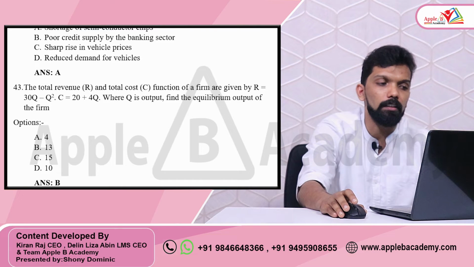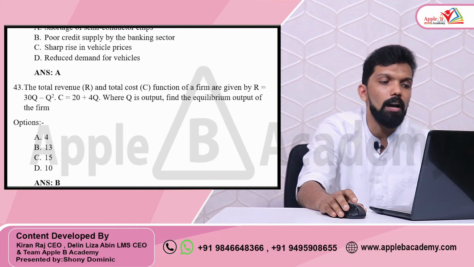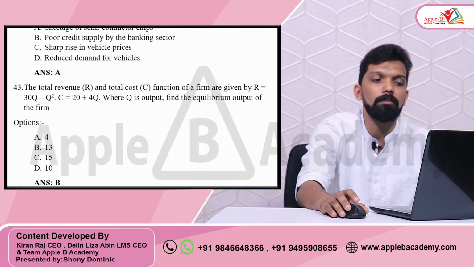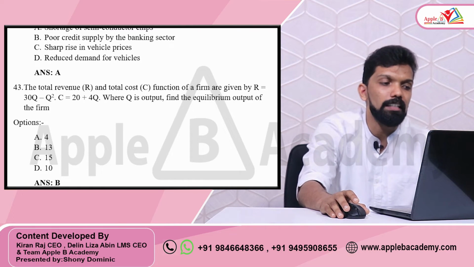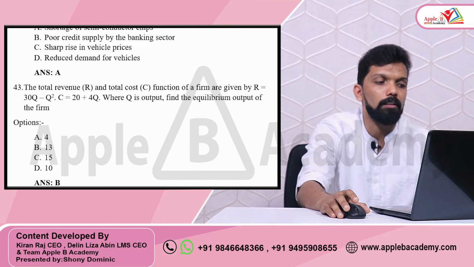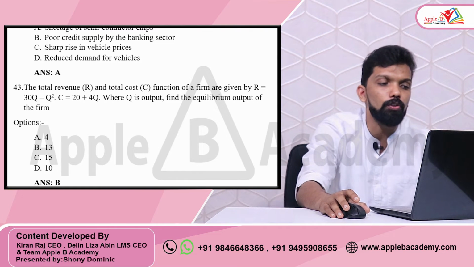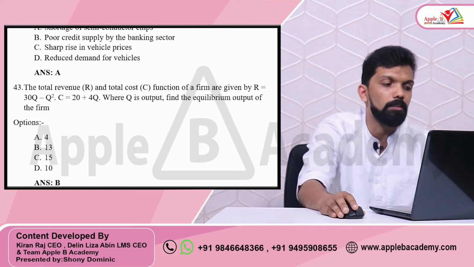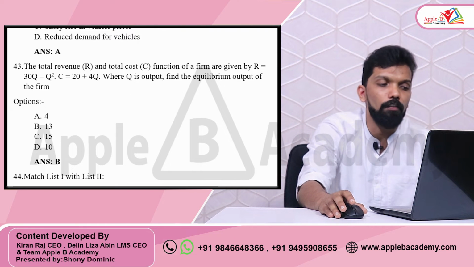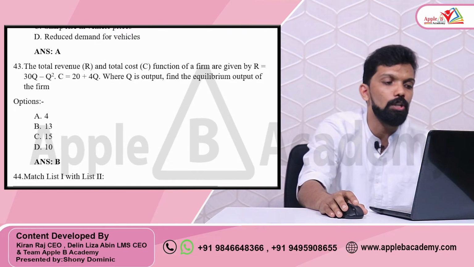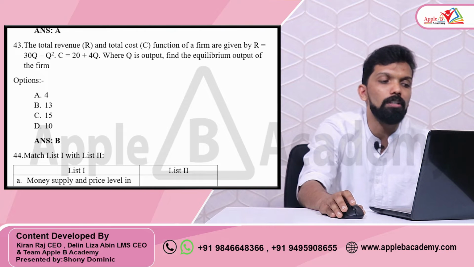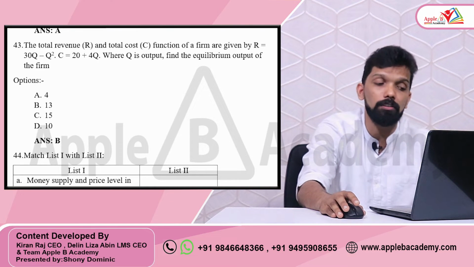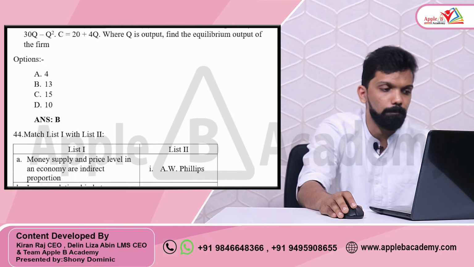Question number 43, the total revenue and the total cost functions of the firm are given by R, revenue function equal to 30Q minus Q square, cost function equal to 20 plus 4Q, where Q is output. Find the equilibrium output of the firm. So the options: option A 4, option B 13, option C 15, option D 10. The right answer for this question is option B.